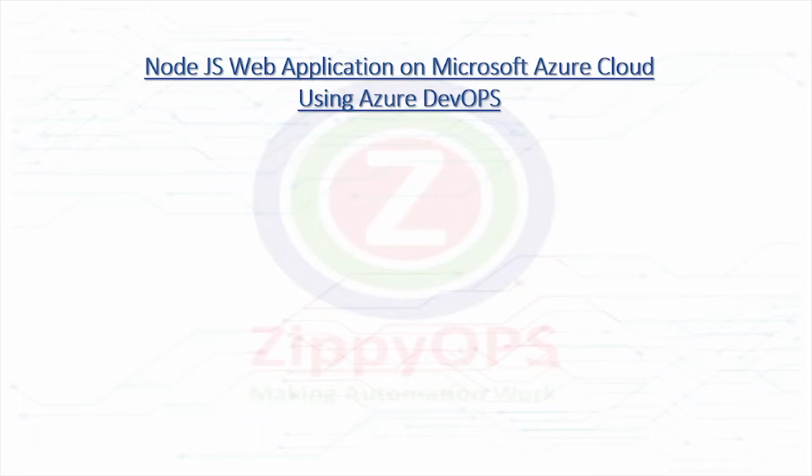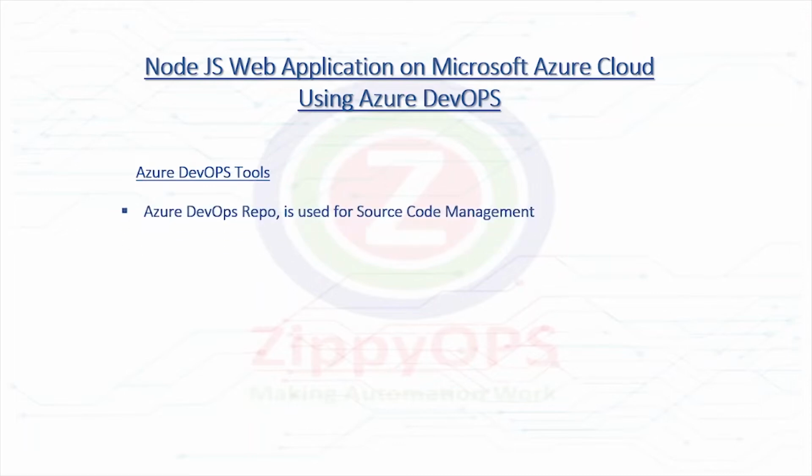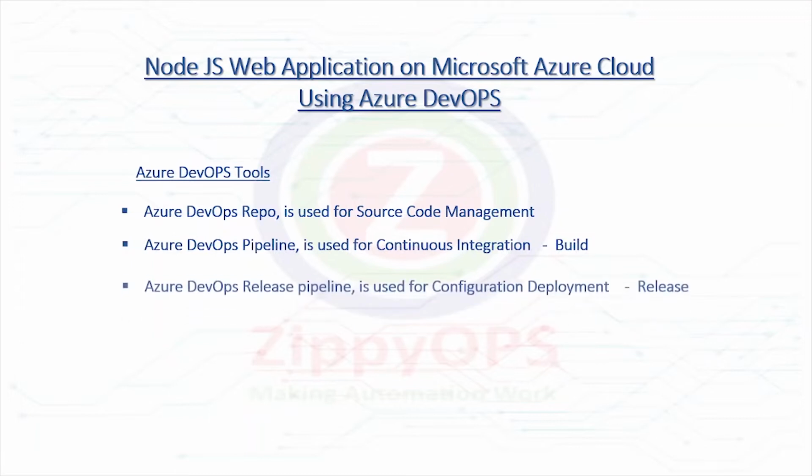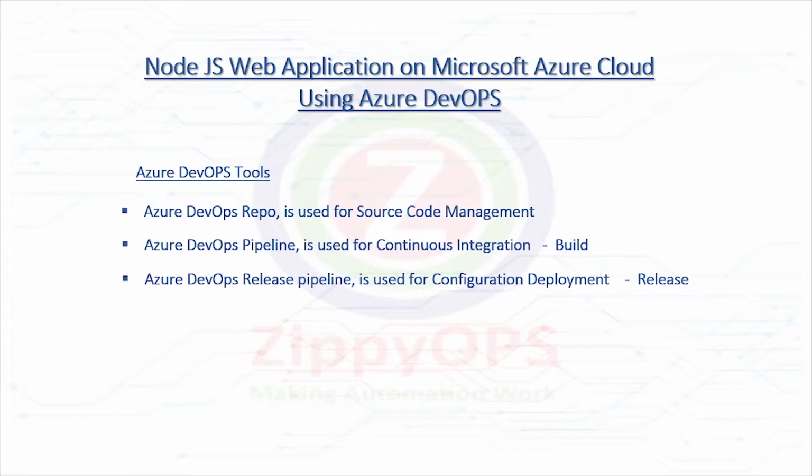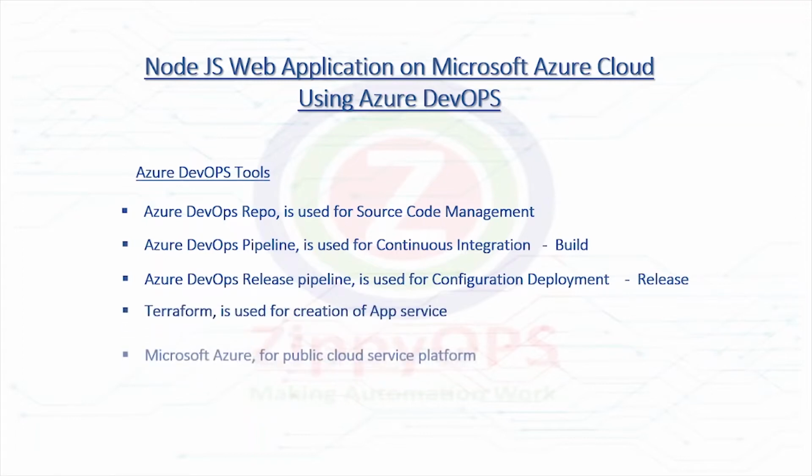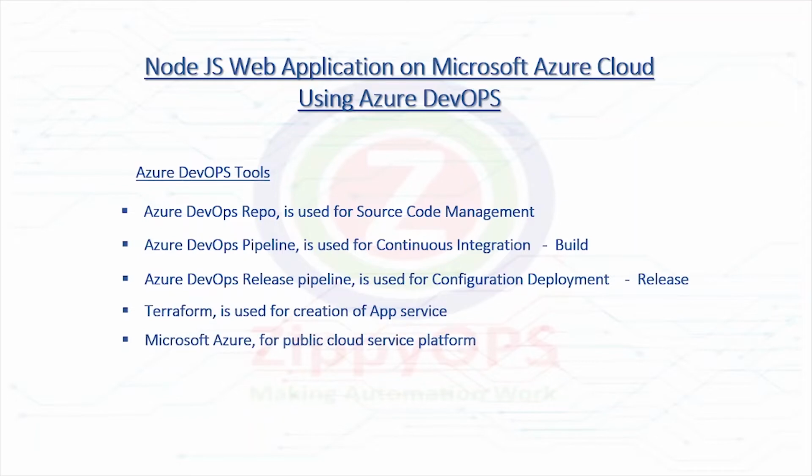The tools used in this Node.js application deployment using Azure DevOps are: Azure DevOps repo, used for source code management. Azure DevOps pipeline is used for continuous integration, build. Azure DevOps release pipeline is used for deployment, release. Terraform is used for the creation of app service. Microsoft Azure for the public cloud service platform. Let's explore the workflow of Node.js application, stage by stage.